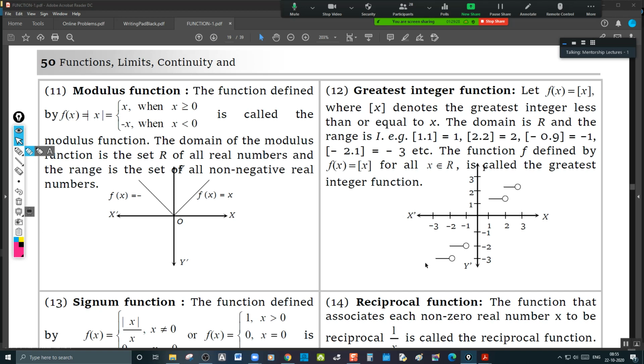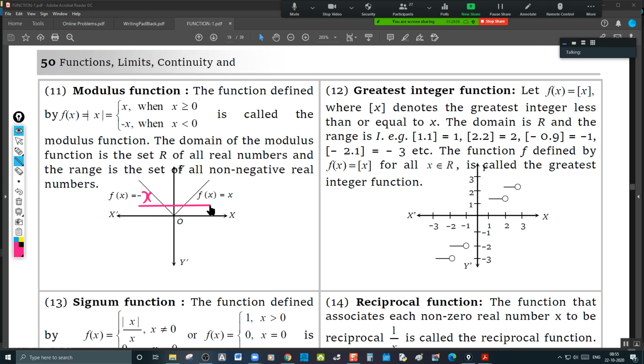Can anyone tell me whether y is equal to mod x is a one-one function or not? No, sir. Why? Sir, it is because we have two x values for one y value. It is not a one-one function. If you draw a line parallel to the x-axis, it is intersecting at 2 points. Just check it out. And hence it is a function but not a one-one function.